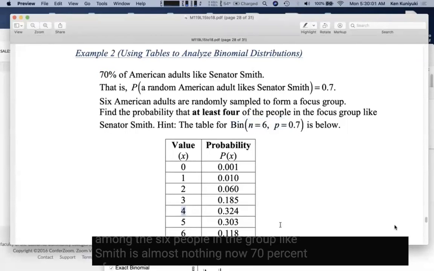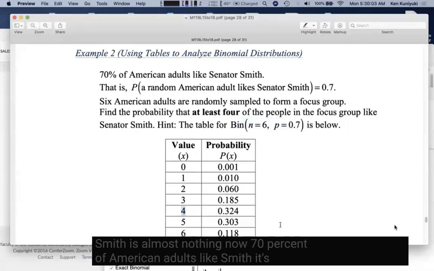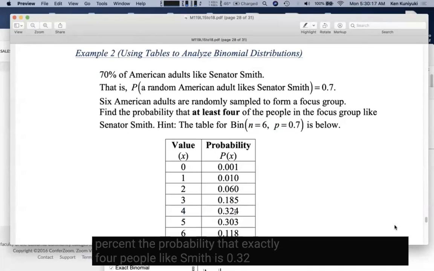Now, 70% of American adults like Smith. It's not surprising that the most likely number of people in the group who like Smith is 4. 4 out of 6 is pretty close to 70%. 2/3 is pretty close to 70%. The probability that exactly 4 people like Smith is 0.324.